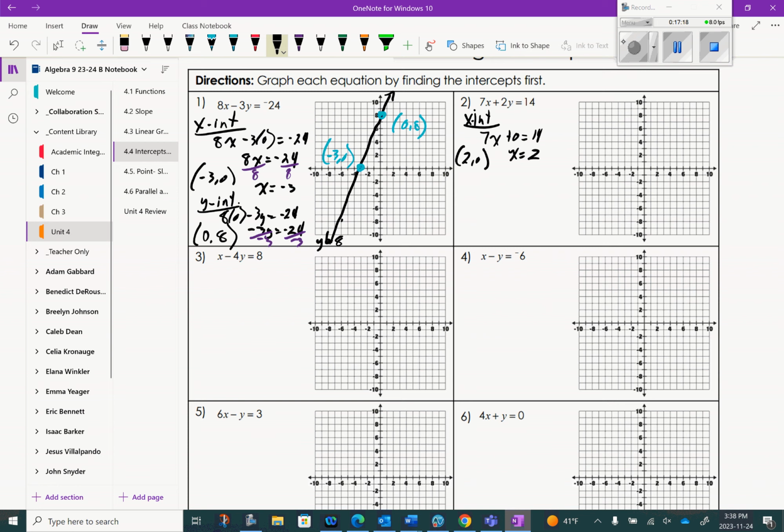So maybe we can speed this up a little bit, maybe not quite use so much space. I know that's going to turn into a 0, and then divide both sides by 7. 14 divided by 7 gives me 2. The x-intercept is at 2, 0.